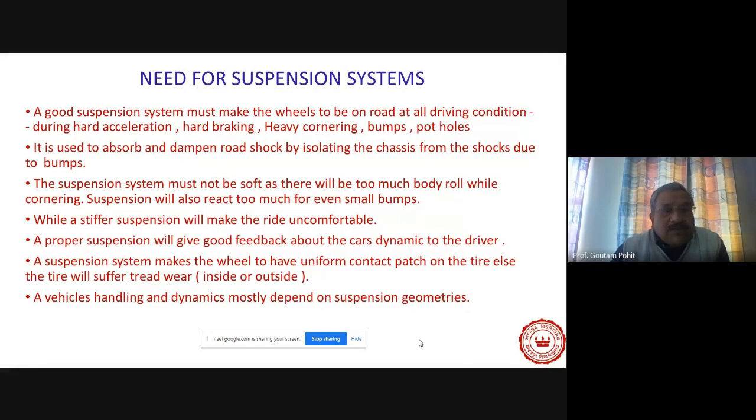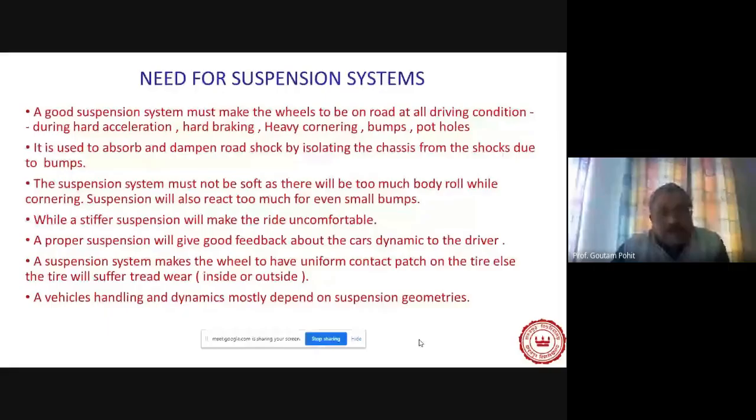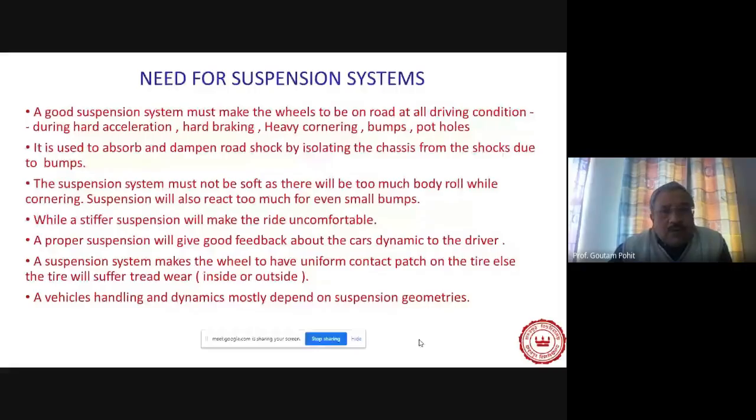While a softer suspension will make the ride uncomfortable, we can make the suspension stiffer. For example, the ride is comfortable and driving becomes easier if the suspension system is stiffer. That's why you'll find that all F1 cars have a stiffer suspension system. The proper suspension will give good feedback about the car dynamics to the driver. A vehicle's handling and dynamics mostly depend on the suspension geometries.